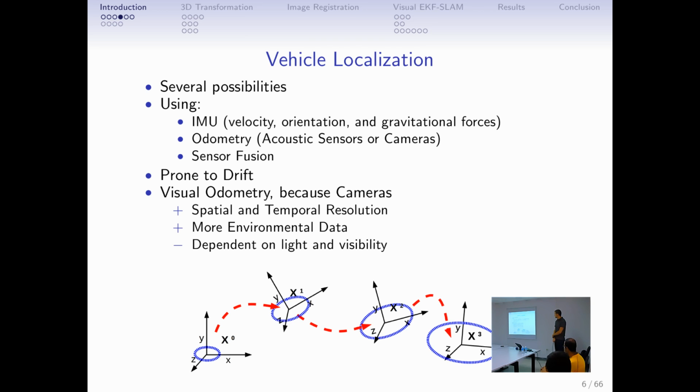I'm choosing visual odometry in my thesis because of the cameras. They have a much higher spatial and temporal resolution. This means we get more environmental data. But on the other side, the cameras, in comparison to acoustic sensors, are dependent on light and visibility.